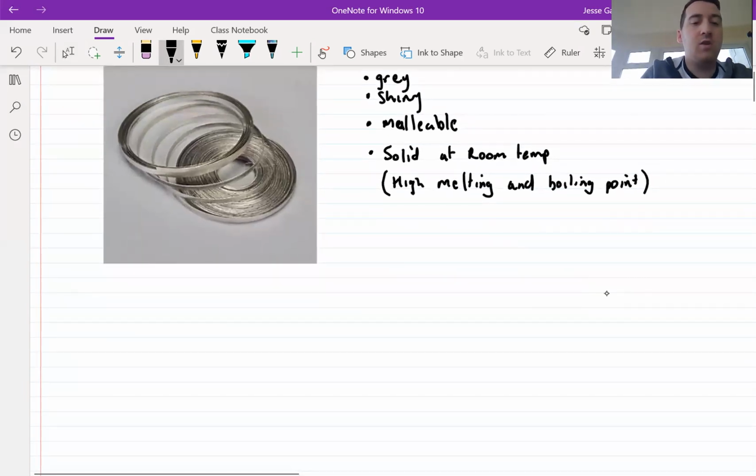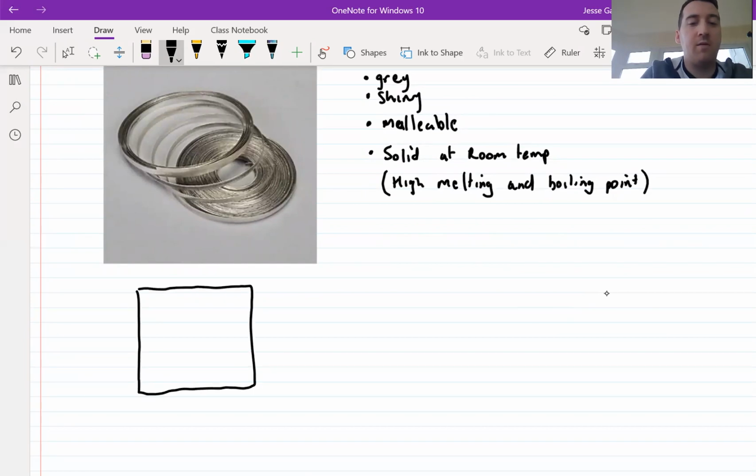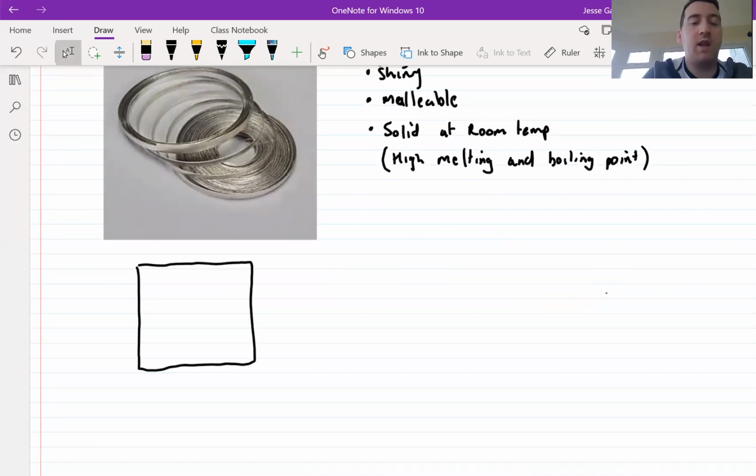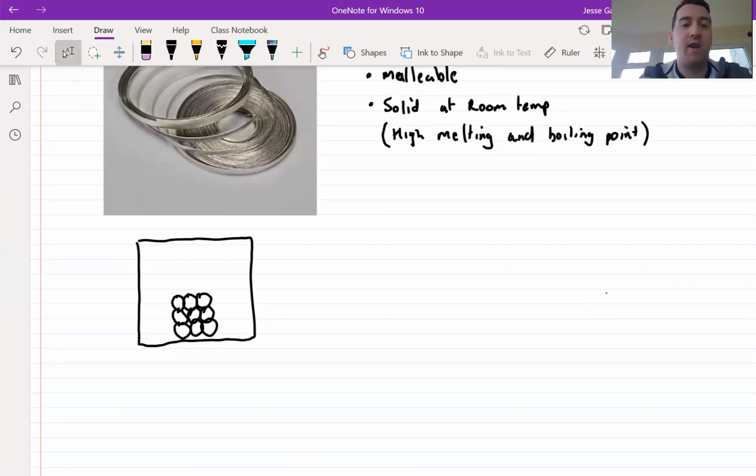I'm going to draw what the particles would look like if we were able to see them. Now, we can't see the particles, but a model helps us describe what they would be like. First of all, I'm going to draw 9 particles, all touching each other in neat rows, a predictable pattern. It's got 3, 3, 3, a predictable pattern. This tells me that it's a solid when they're organized like this. So this is a solid material.